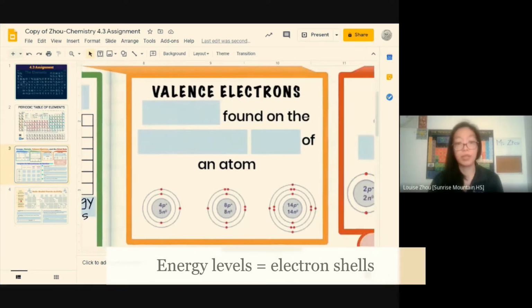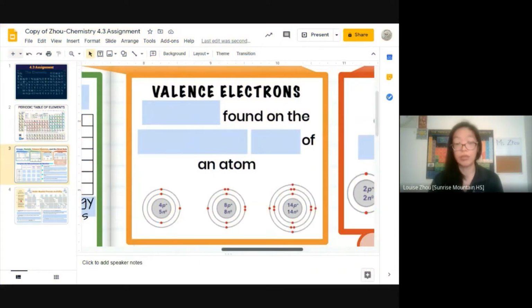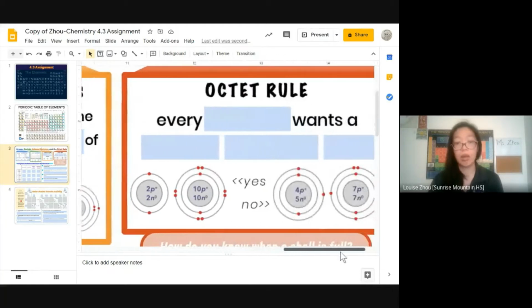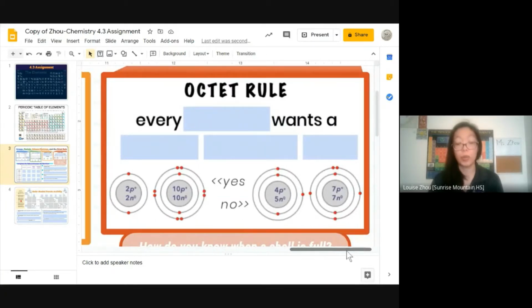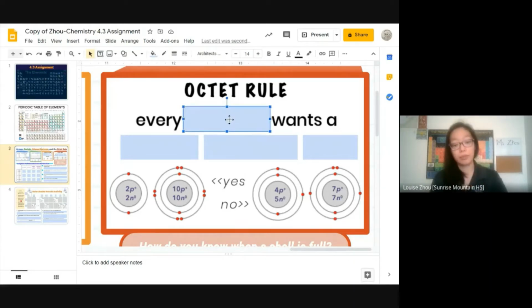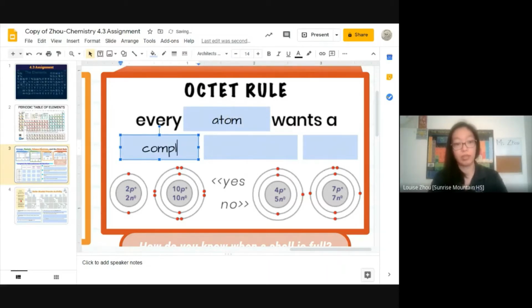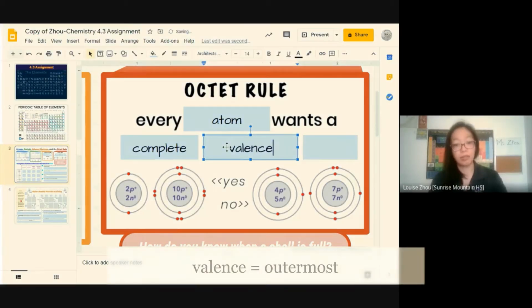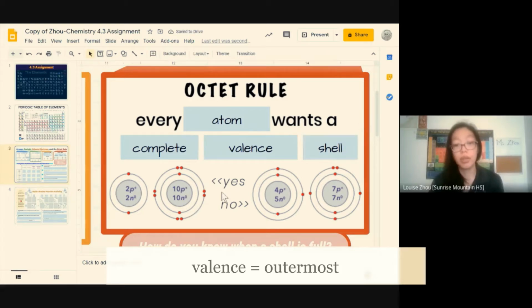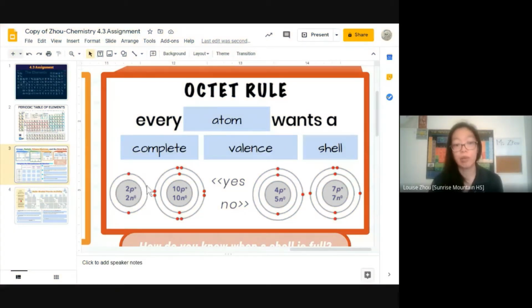Valence electrons, I hope you know the definition of valence electrons. I'll leave that one for you. Octet rule, this was not quite in the 4.2 or 4.3 notes. This was actually mentioned back in module 2. Every atom or element wants a complete valence, also known as outermost shell. Here you can see examples. These have complete outermost shells, while on this side they have incomplete outermost shells or valence shells.